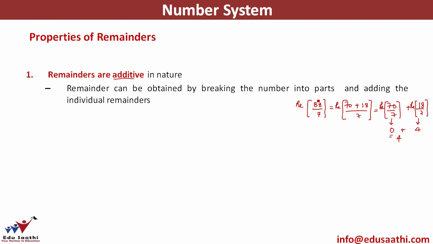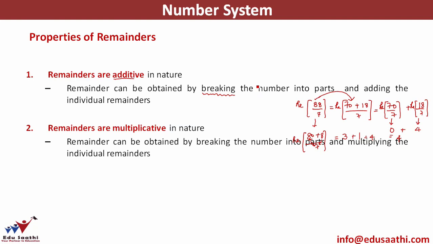It is not necessary that I break 88 like this. I can break 88 into 80 plus 8, and divide by 7. Whatever the individual remainders are, I need to find them and add them. So 8 when divided by 7 gives a remainder of 1, and 80 when divided by 7 gives a remainder of 3, because 77 is the closest multiple of 7. So again the final remainder would be 4. The remainder would always be 4 in whichever parts you break. So we break the number in such a way that we get an easy answer.